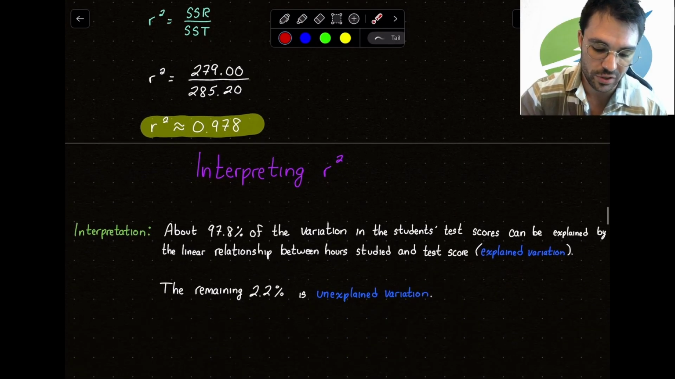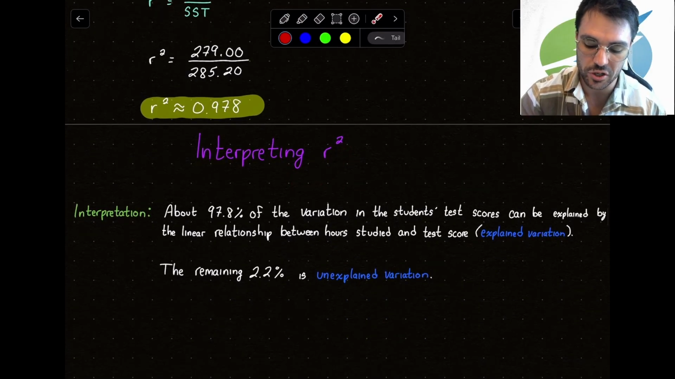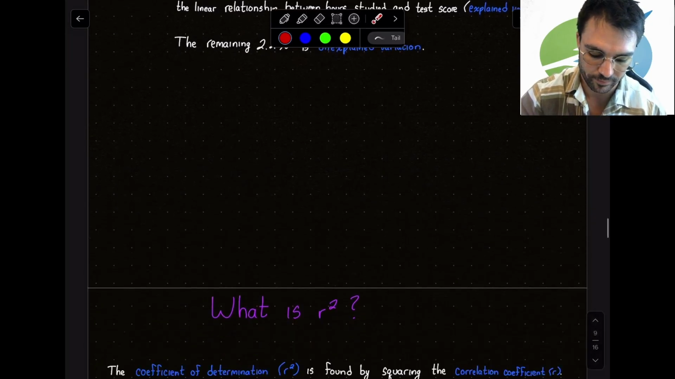Anywho, all right, so what does this mean? This is where explained and unexplained variation come in. This number tells us about 97.8% of the variation in the students' test scores can be explained by the linear relationship between hours studied and test scores. The remaining 2.2% is unexplained, meaning it's unaccounted for. But this pretty much tells us that there is a strong relationship between hours studied and what your test score is going to be.